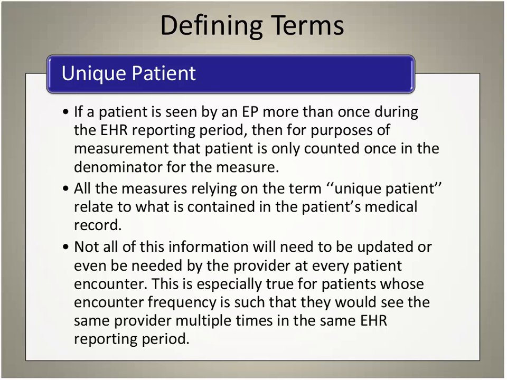But if a patient has numerous encounters, for a significant number of these objectives, that patient is just counted one time. So we're really looking at unique patients on an encounter basis. And the measures that do rely on that term, unique patient, relate to what is contained in the patient's medical record.